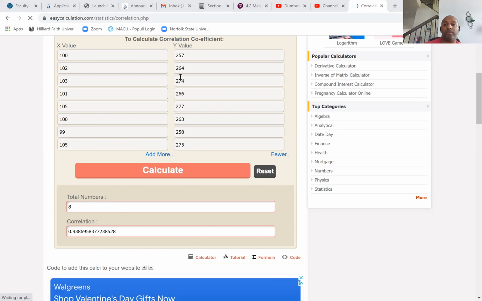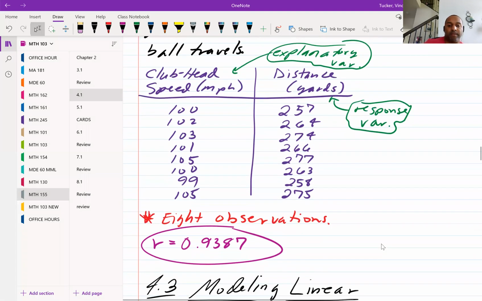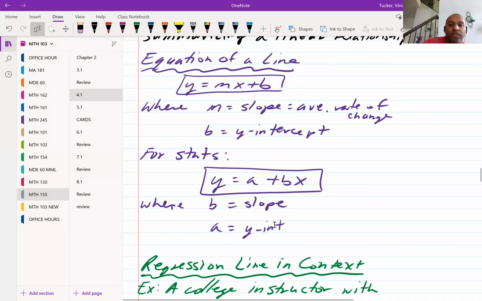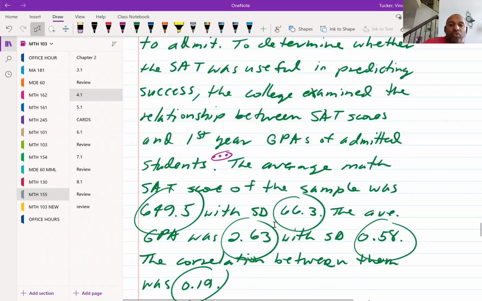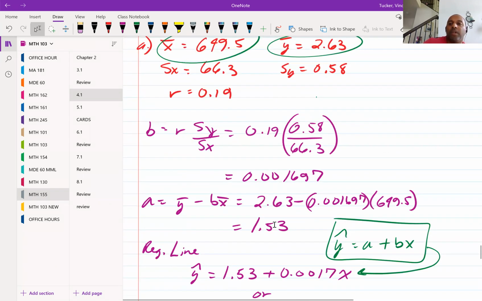Everybody okay with what we did here? All right. So that's how I got that value right there. Any questions? All right, let me see how long it's for.